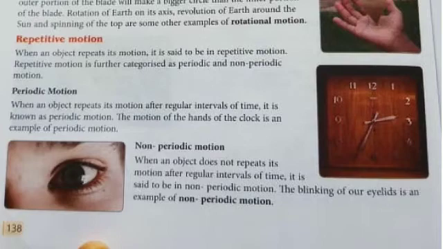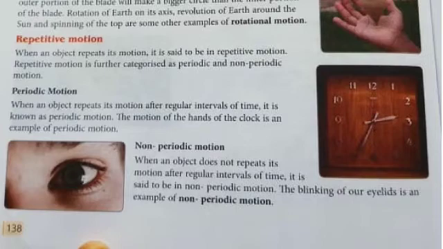Periodic motion means under a fixed or regular interval of time. When an object repeats its motion after a regular interval of time, it is known as periodic motion. Best example, hands of a clock. It is changing and it is moving on a fixed interval of time. So, hands of a clock is an example of periodic motion.